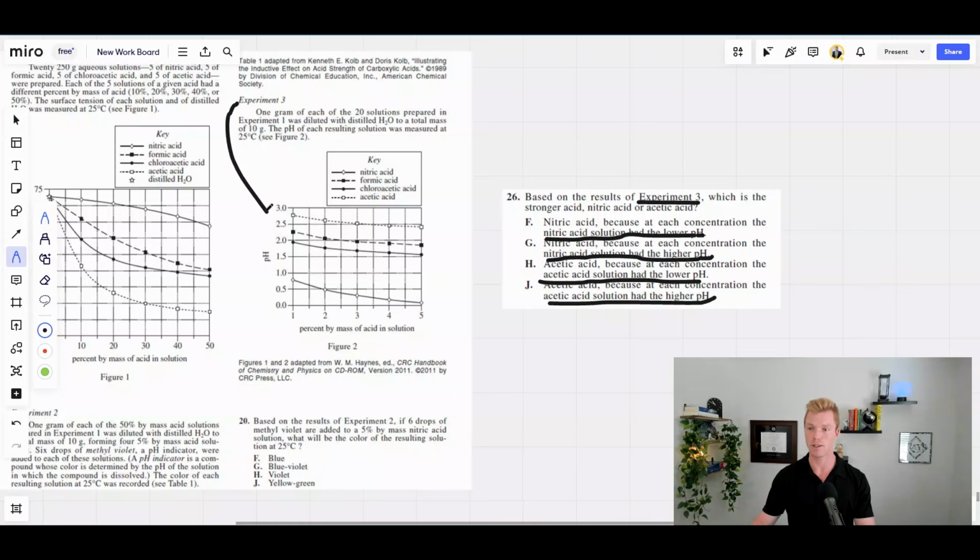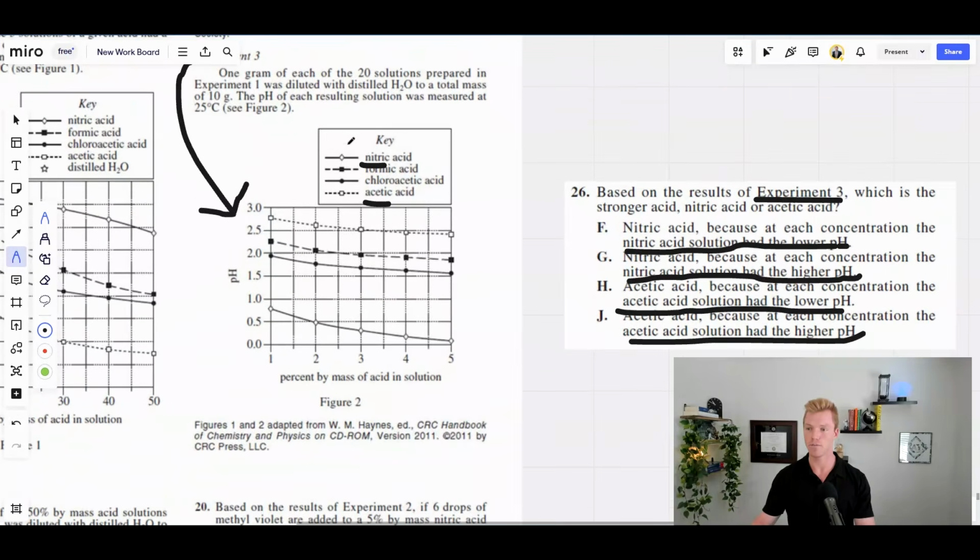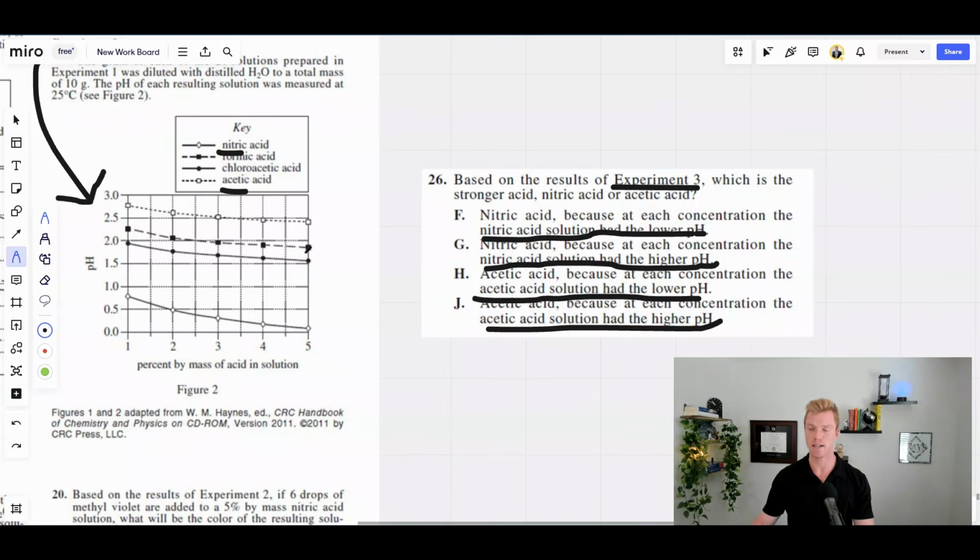So we want to hone in on the results here of experiment 3, and then nitric acid and acetic acid. So we'll want to look at the diamond thing here. I can even zoom in. We'll want to look at the diamond thing here that's empty, it's white, and the box here that's empty and that's white. And it looks like this is our acetic acid up here, this line, and it looks like this is our nitric acid down here. So we're going to say that nitric acid has the lower pH or acetic acid has the higher pH.